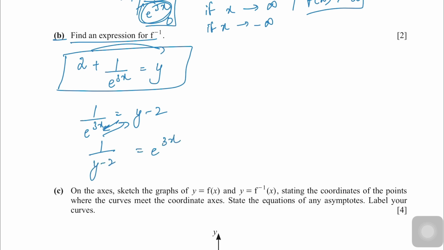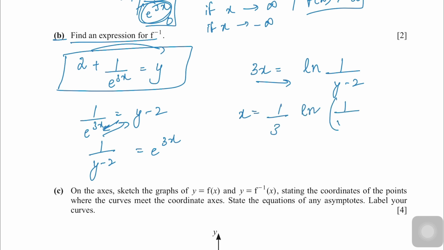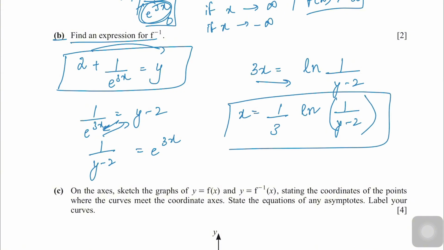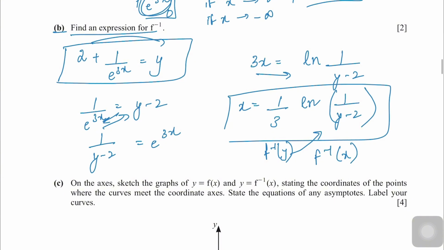ln will be applied on both sides. So this would be 3x equals ln of 1 over y minus 2. This 3 would be divided. So we'll be getting our inverse as 1 over 3 ln of 1 over y minus 2. So this would be our f inverse of y. You can substitute the y as x, so we'll get our f inverse of x.